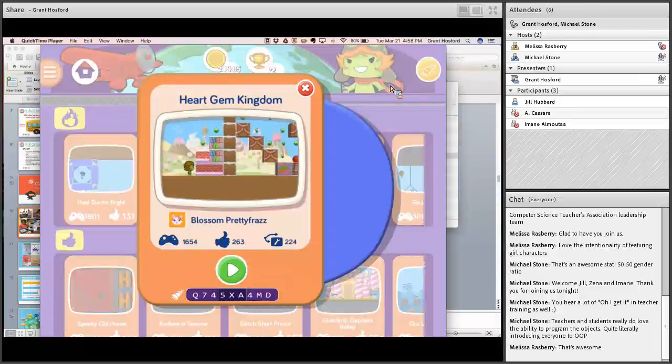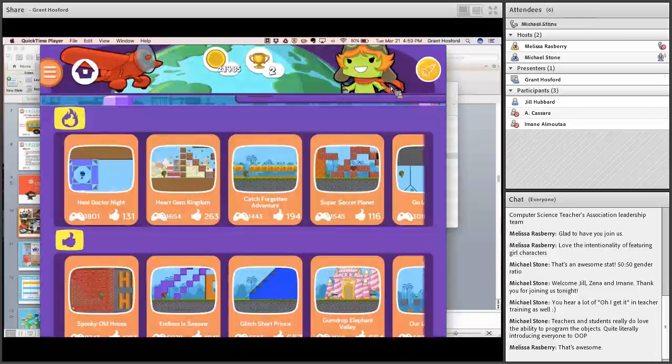And so we find that the kids do a lot of learning from each other, because if you remix somebody's game, you can go in and touch on anything in their game and see how it's been coded. I don't know if any questions came in about the game, but if not, I'm going to jump back into the deck.